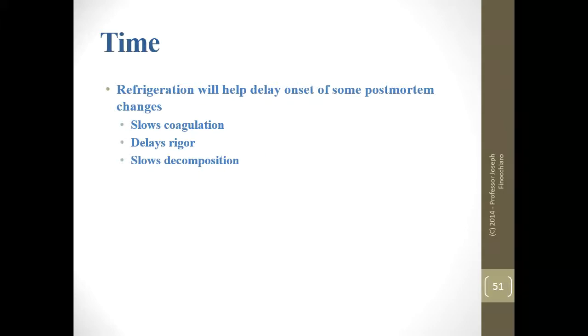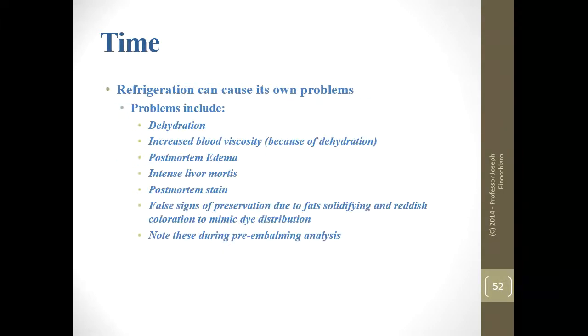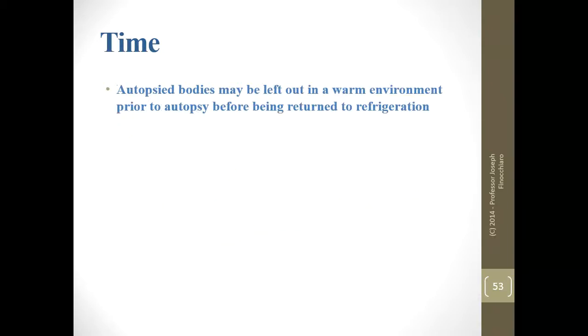Refrigeration will help delay this, okay? It slows the coagulation, delays the rigor, and slows decomp. But refrigeration can cause dehydration and a laundry list of other stuff, including the false signs of preservation due to hardened fats and reddish coloration to mimic dye distribution. Note these areas on your pre-embalming analysis. All too often in my labs, because I'm dictating the analysis to other people to write down on the forms, I forget because I don't have a reference handy.